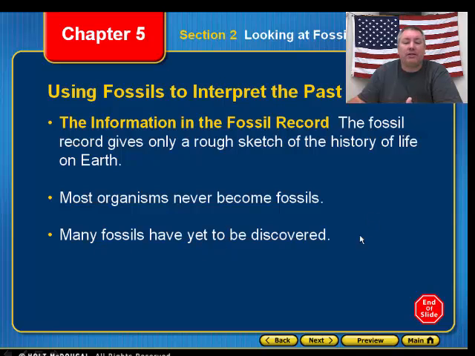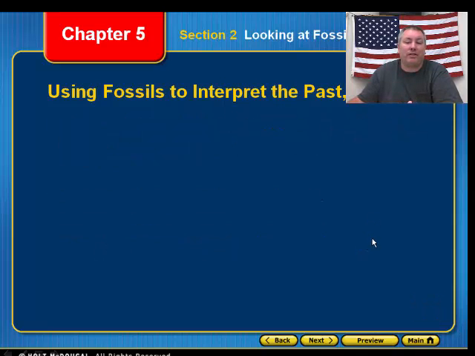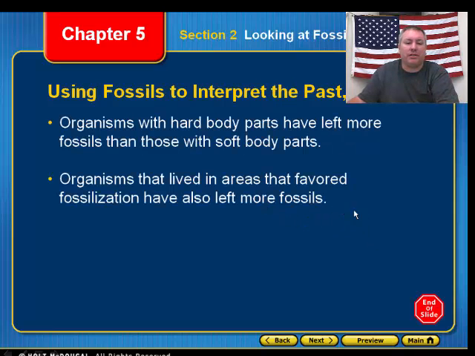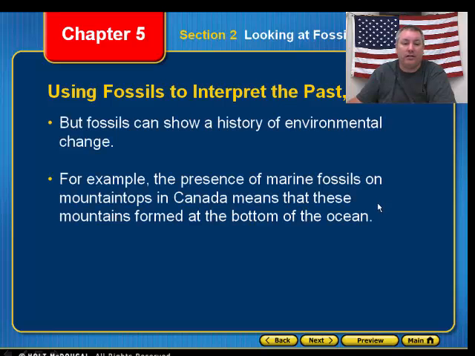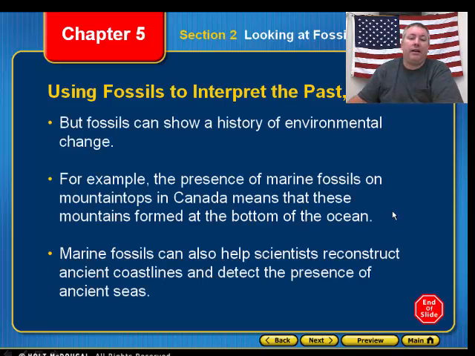Another reason is because we still believe there are many fossils that we haven't discovered yet. I already said there about soft body parts. Plus, there are areas that favor fossilization and other areas that don't favor fossilization. All right. Interestingly, when we look at our fossils, we can also help determine what environments look like.